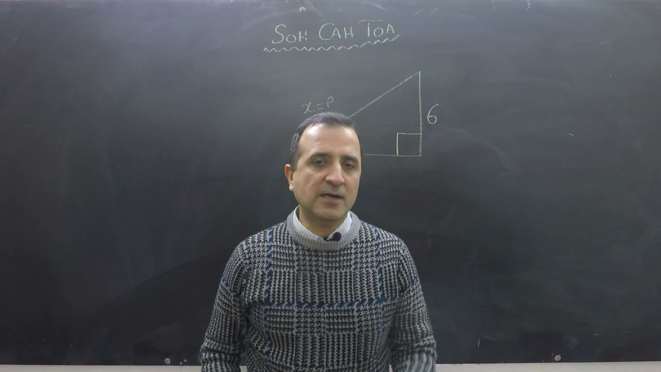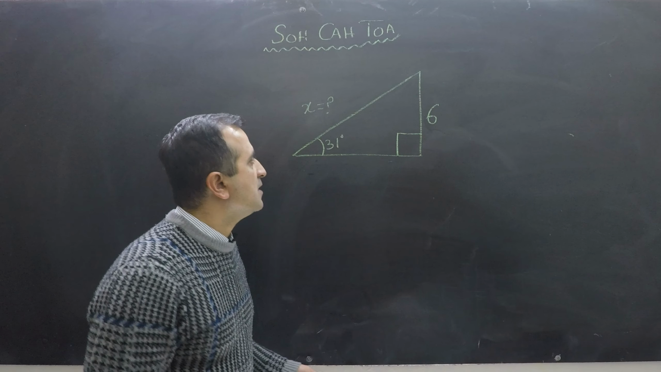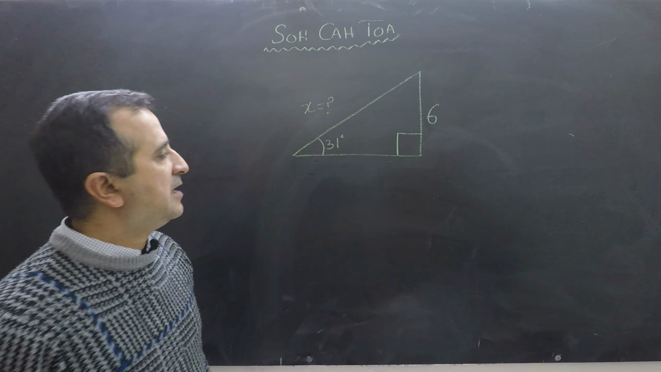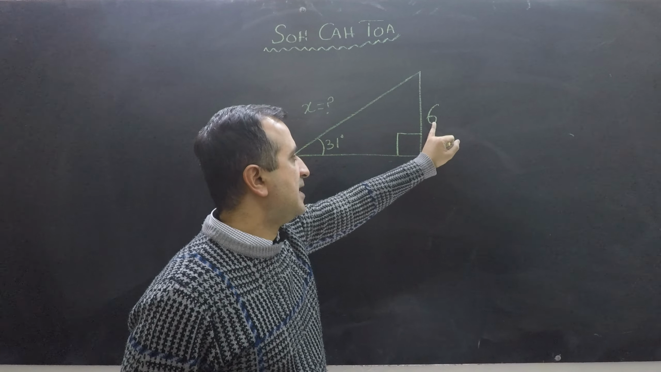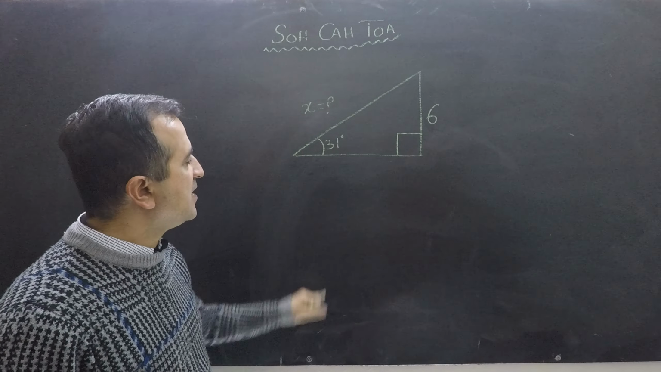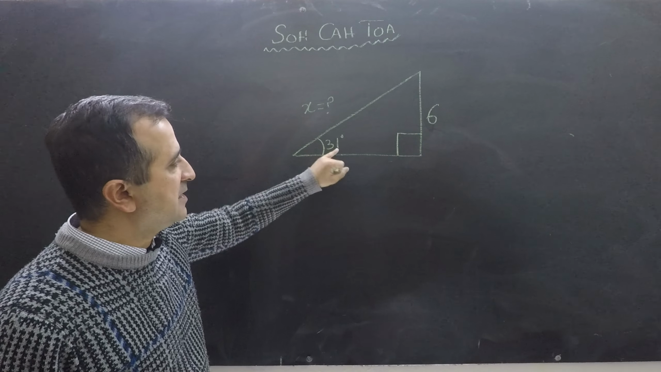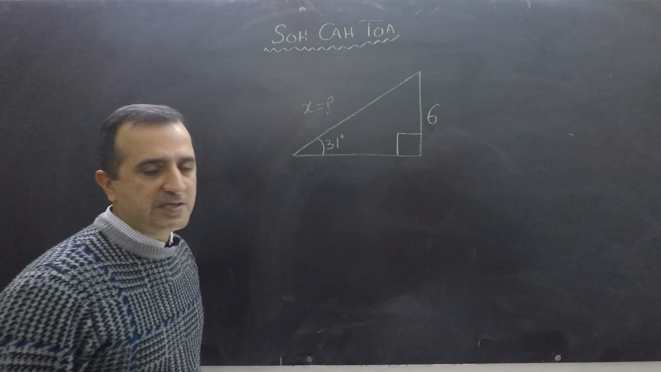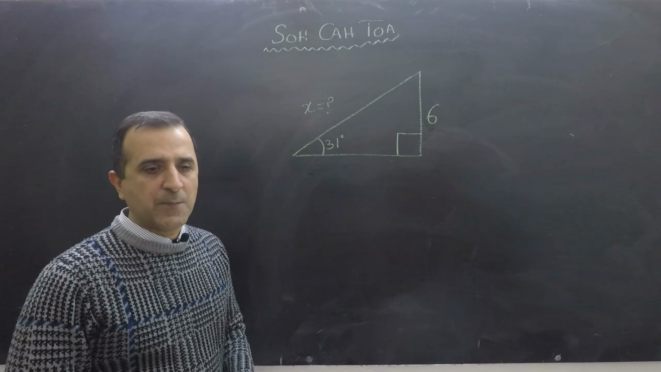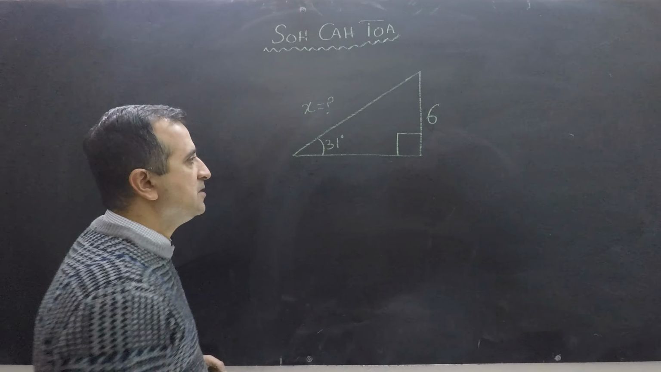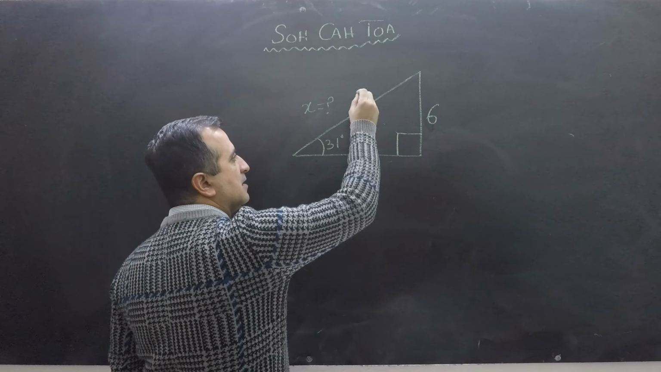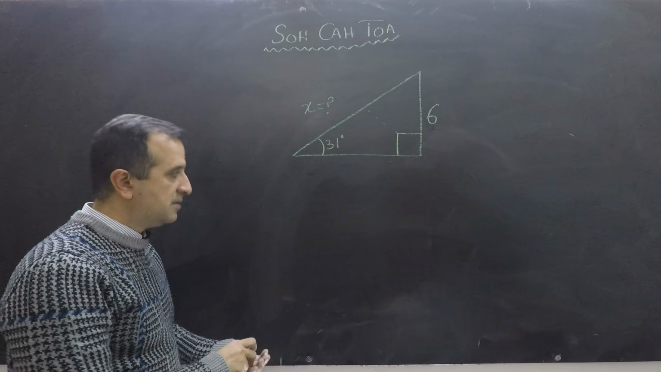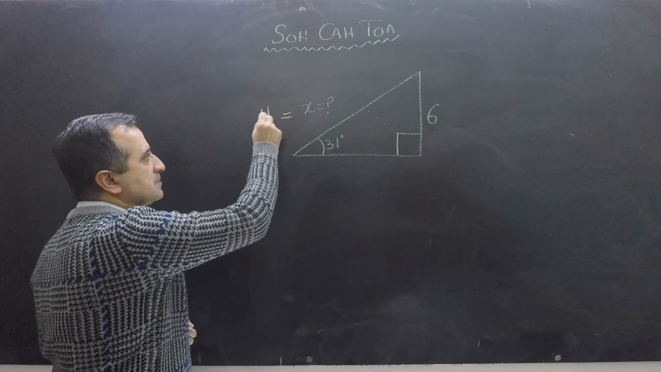So let's do our last example. In this example, I have this right angle triangle and this is my 90 degree angle. I'm given one side, which is 6, and one angle, theta, which is equal to 31. And I have to find x. Now, let's first establish what will be our base, hypotenuse, and perpendicular. Because opposite to the 90 degree angle is this side, this is going to be our hypotenuse.